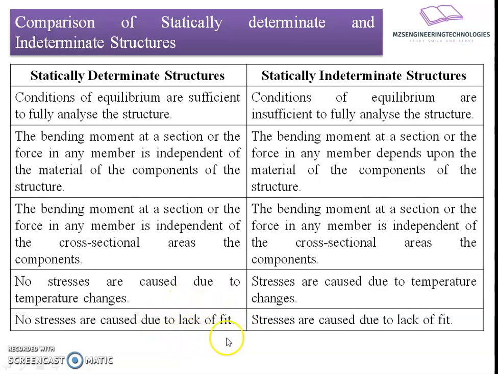What is the meaning of lack of fit here? The member is either too long or too short. This is a deficiency which has been developed due to fabrication work or human error while cutting the length of that particular member.